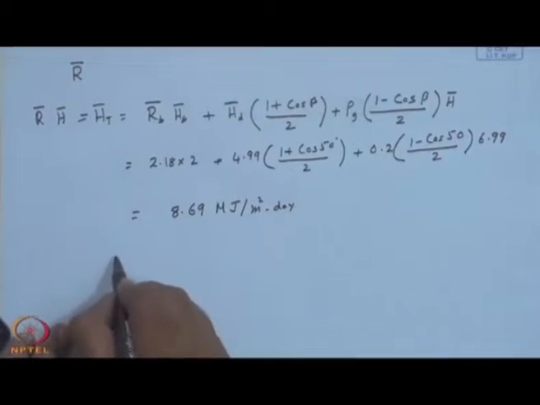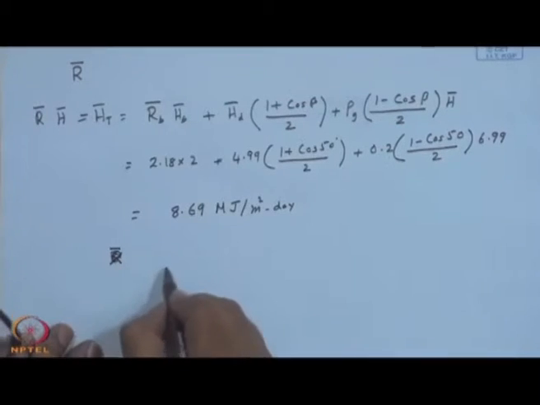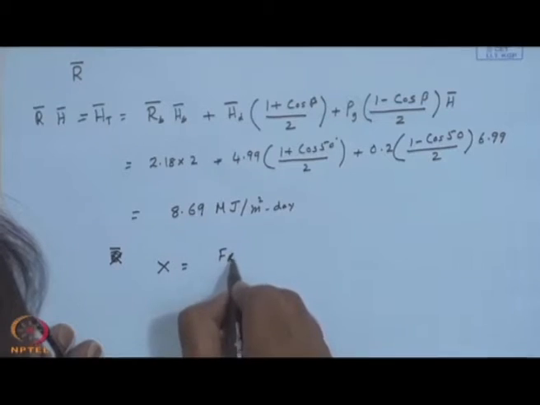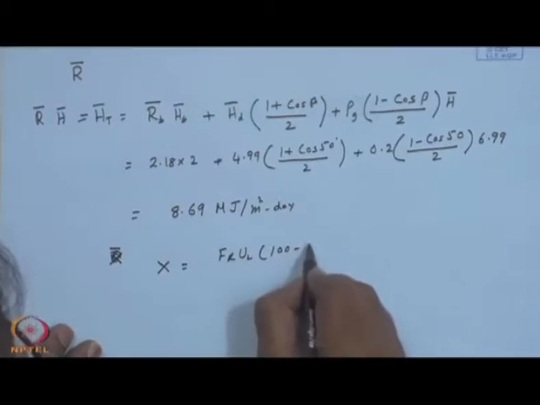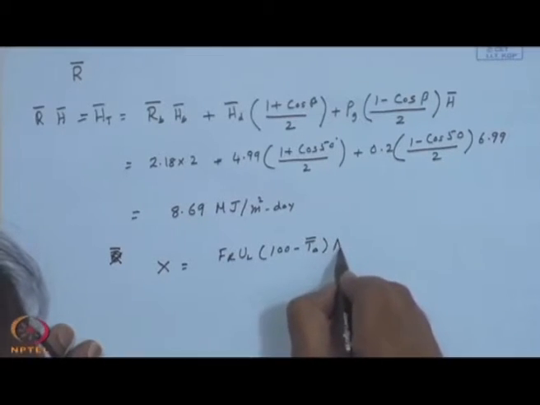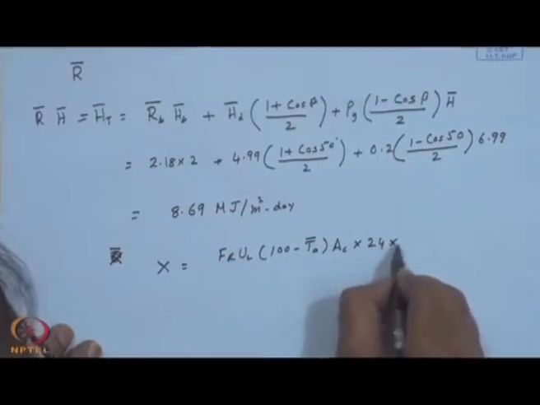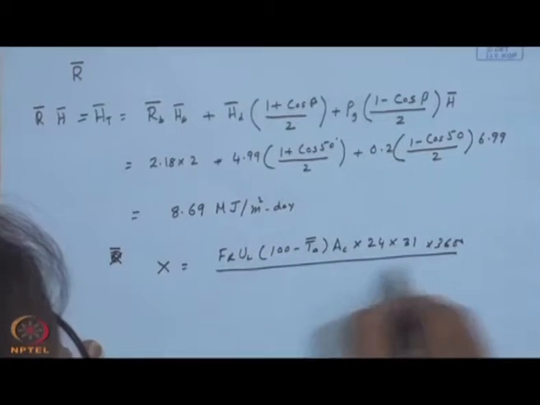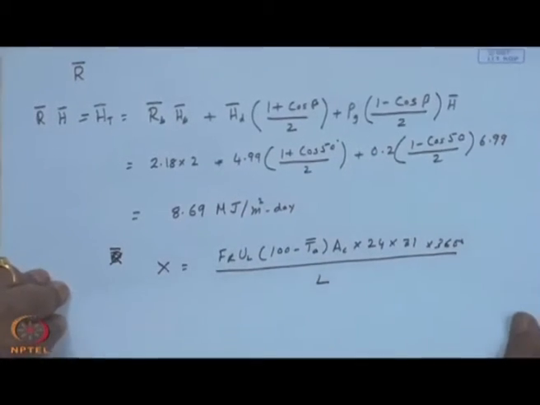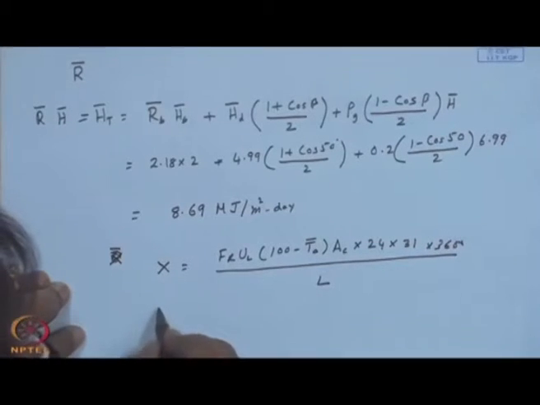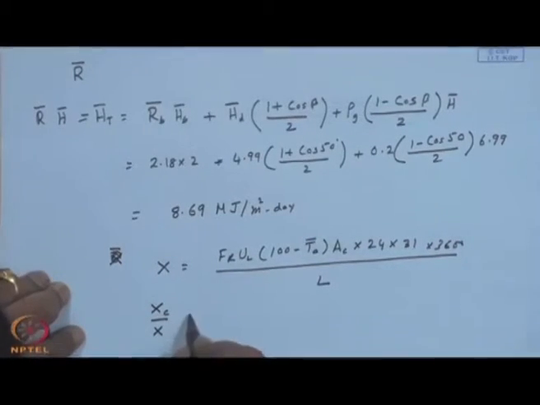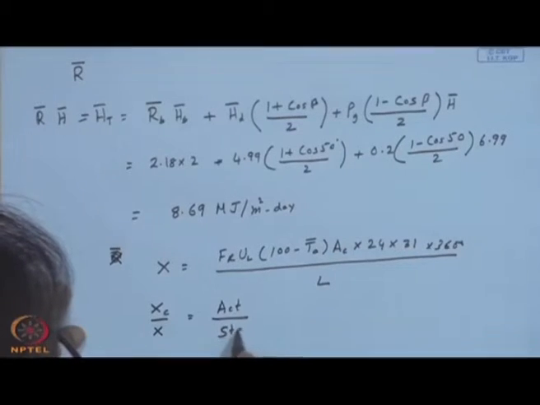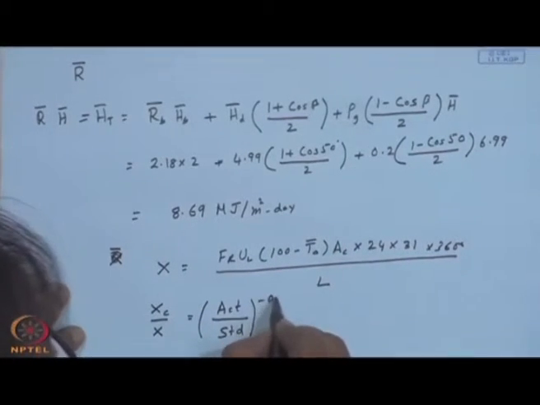So, now the f chart variable X is the non-dimensional collector loss. X is F R U L times 100 minus ambient temperature average multiplied by A c into number of seconds in the month, by the load on the system. And since the storage is considered to be different, you have got X c by X is actual by standard to the power minus 0.25.